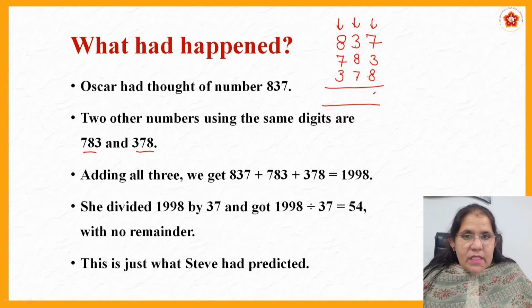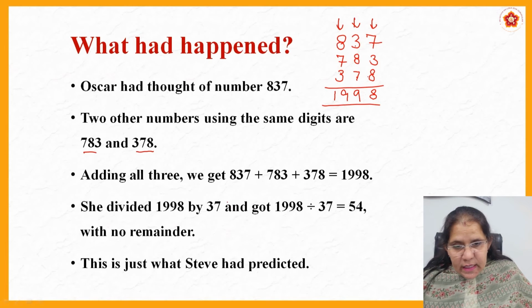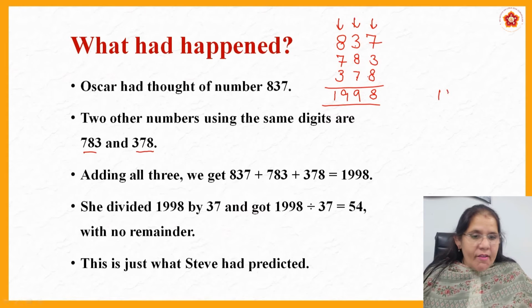Now here 7 plus 3 is 10. 10 plus 8 is 18. Then here also 18. 18 plus 1 is 19. Carry 1. Again this sum is 18. 18 plus 1 is 19. So 1998 is the sum. And she divided it by 37.